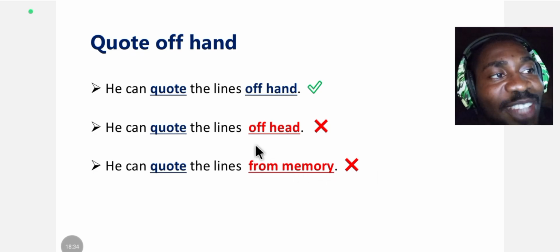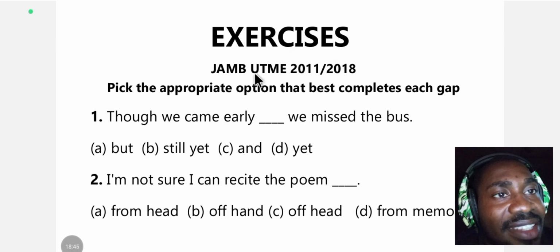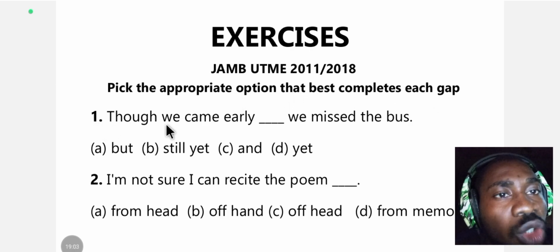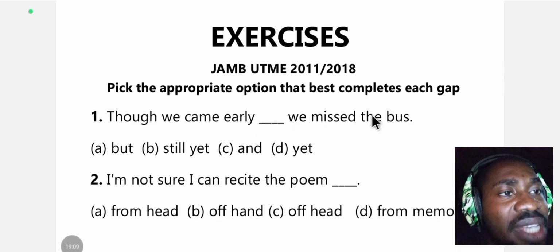With this, we have come to the end of collocations. Let's take some exercises to test our knowledge. Exercises. These questions were brought from JAMB UTME 2011/2018. The instruction says pick the appropriate alternative that best completes the gap. Number 1. Though we came early, dash we missed the bus.